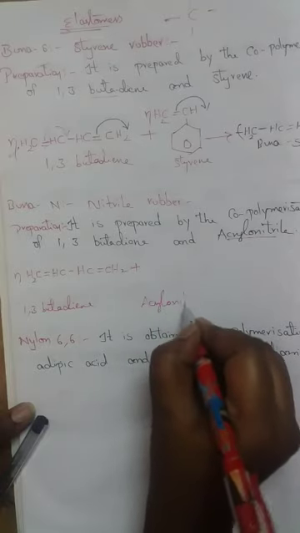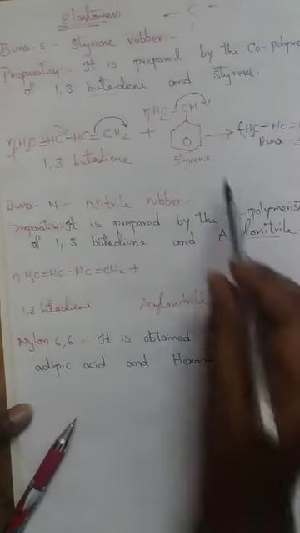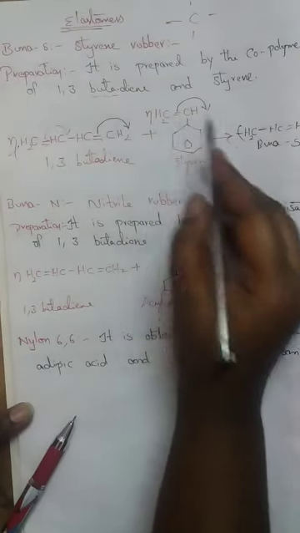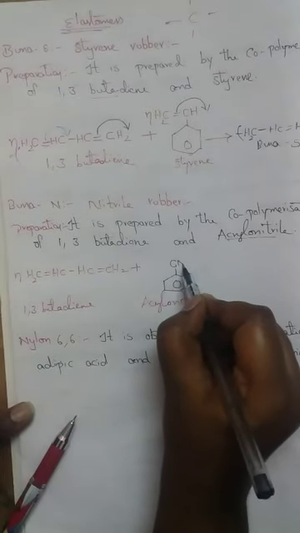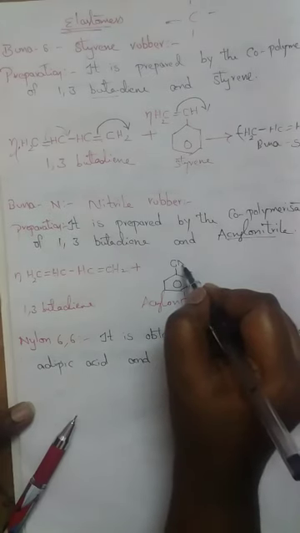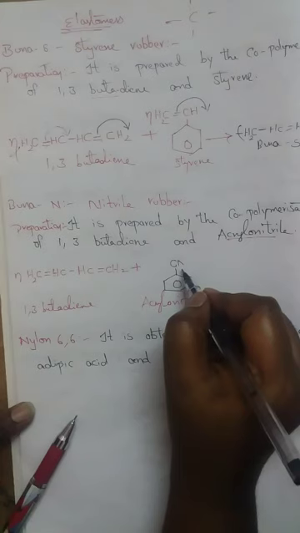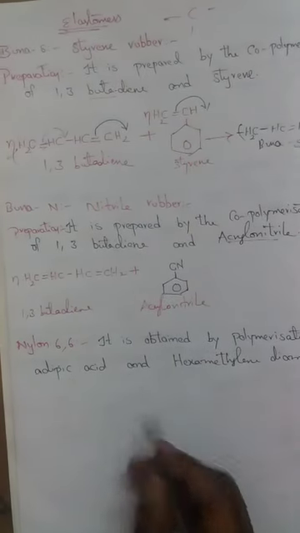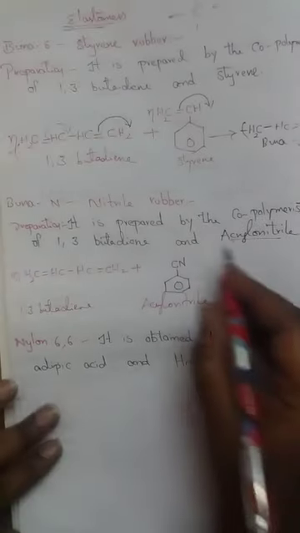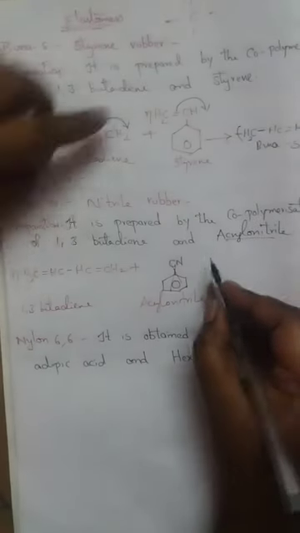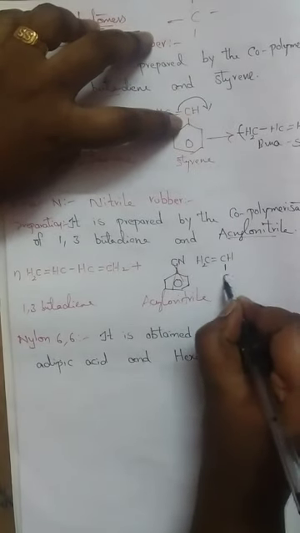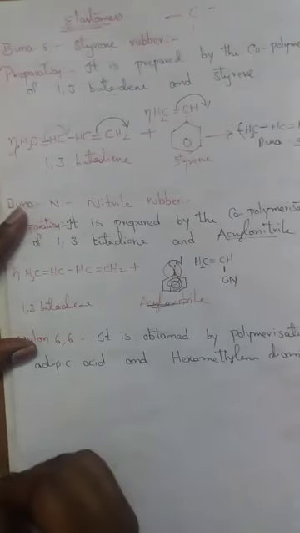Acrylonitrile is the same as styrene. So the styrene structure is this: see here the benzene ring, but in the position of the benzene ring we have to write CN. The shape of acrylonitrile is not this. Styrene is CH2 double bond CH, but in the place of the benzene ring you have to write CN. So this is the structure of acrylonitrile.